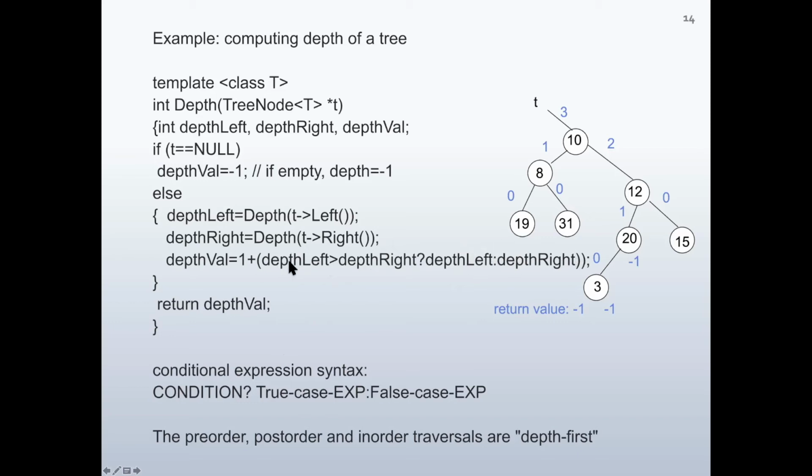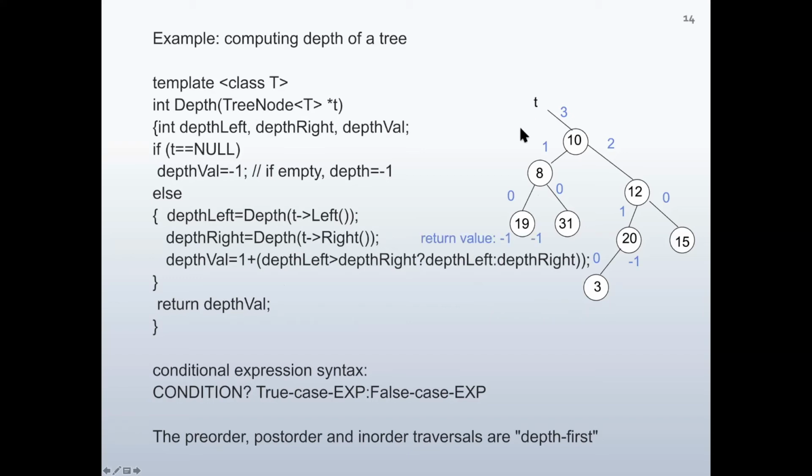So it will check if the left one is greater than the right one. Whichever is greater will be chosen as the return value from this part of the expression. And then 1 is added to the maximum value selected here. After that subtree is visited, it will return back to the parent node with the calculated depth val. Now let's execute the code on a sample tree.